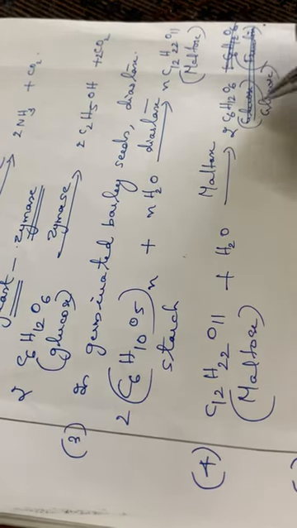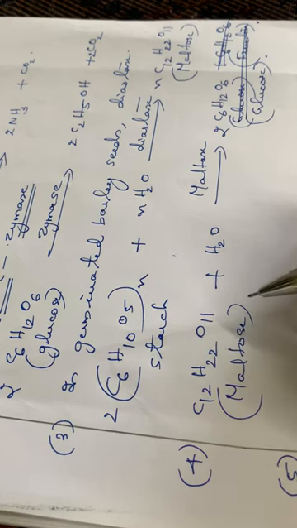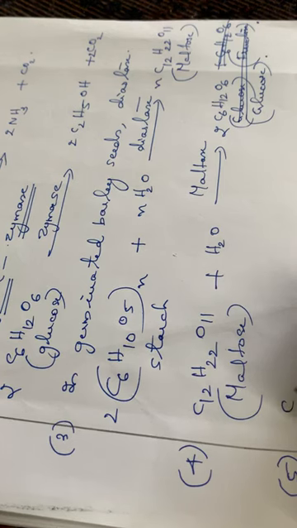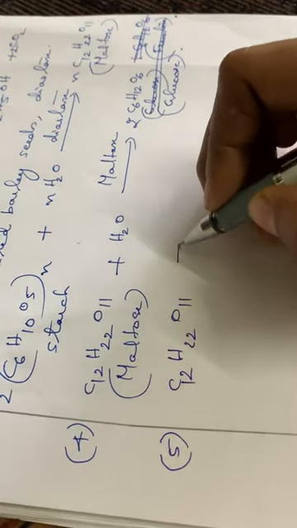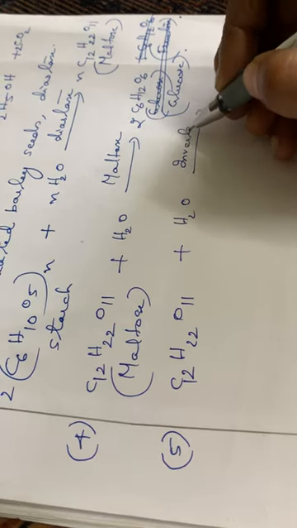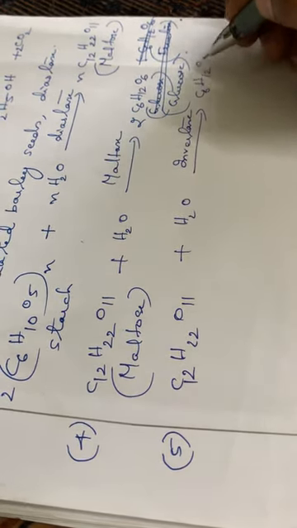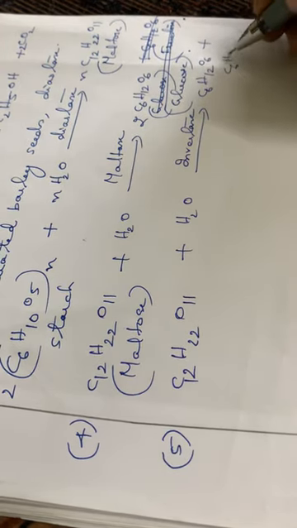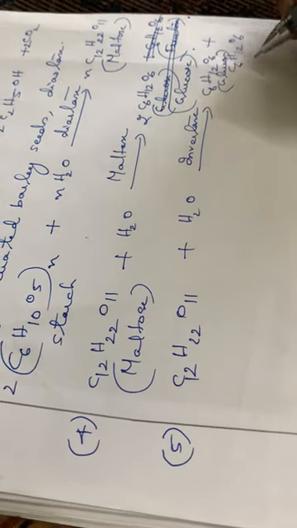The enzyme invertase converts cane sugar to glucose and fructose. Cane sugar, that is C12H22O11. C12H22O11 plus H2O, in the presence of the enzyme invertase, will be converted to glucose and fructose, C6H12O6 plus C6H12O6. This is glucose and this is fructose.